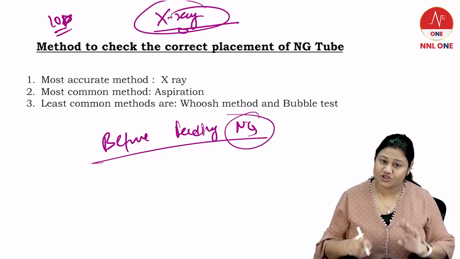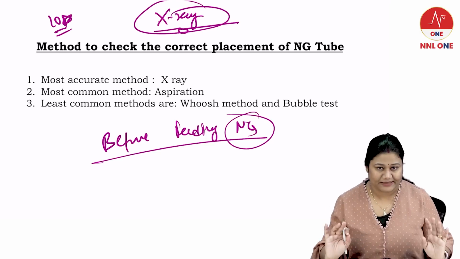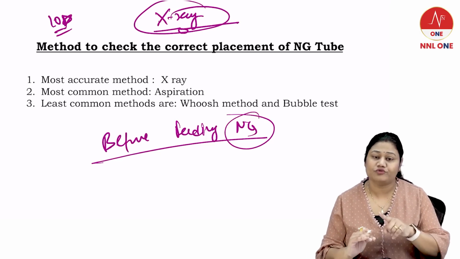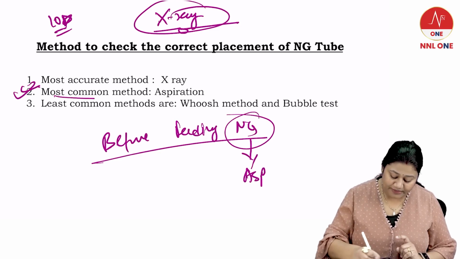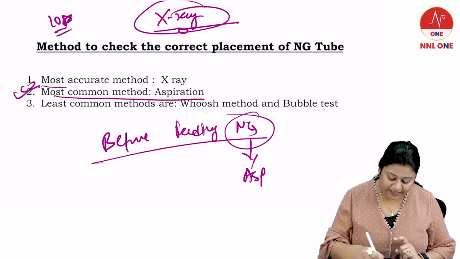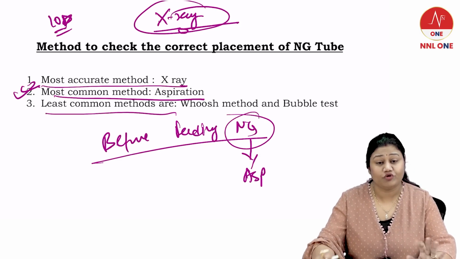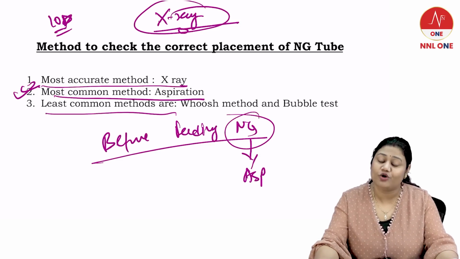No. So in such a case, once you have checked the placement with the help of X-ray that the tube is in place, after that, whenever you are using the NG tube, before using it you will use an aspiration method, right? So the most common method is the aspiration method, the most accurate method is X-ray. The least common method is the whoosh test, and surprisingly the whoosh test has also been asked in your NORCET.